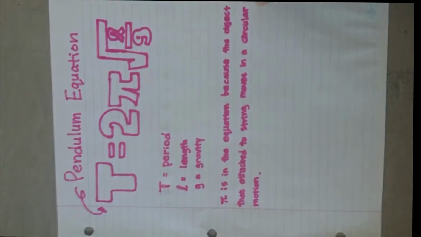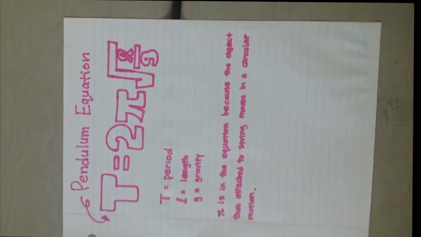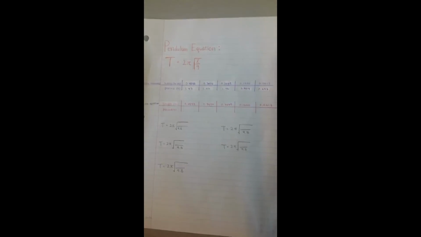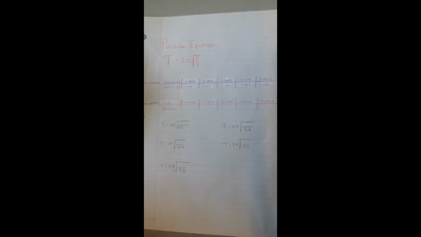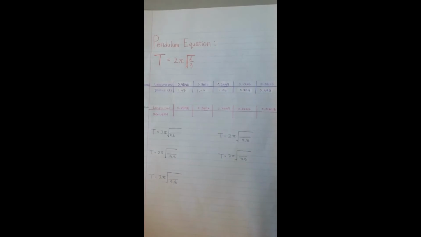As it says here, pi is in the equation because the object attached to a string moves in a circular motion. So this is our pendulum equation, and from the experiment we found the mass and angle don't affect the period, so we are only going to measure the period against length. Period here represents how long it takes for the pendulum to go back and forth once. This is what we actually measured. Now we are going to put this number into the equation and find out if the number is similar to this.